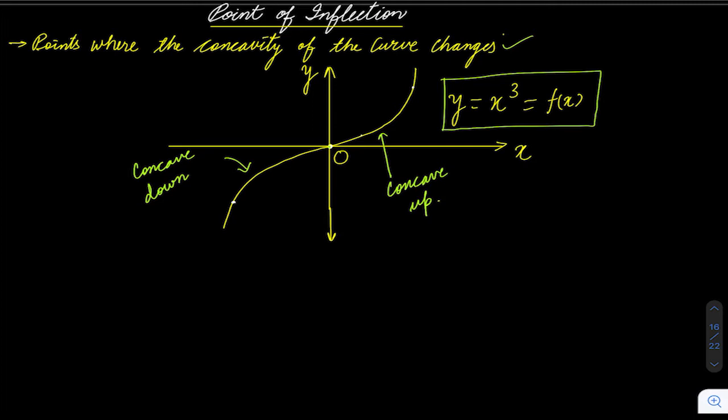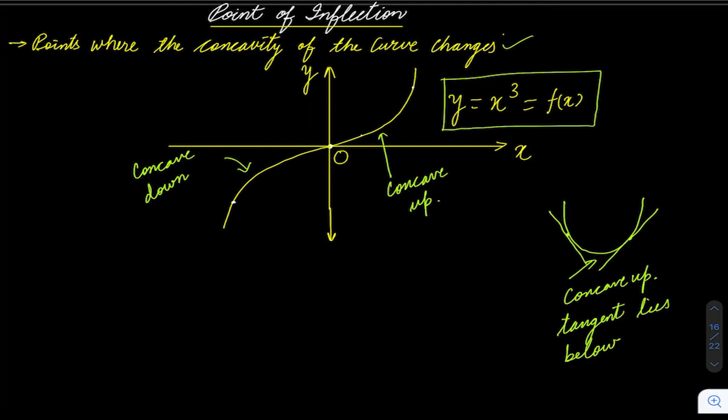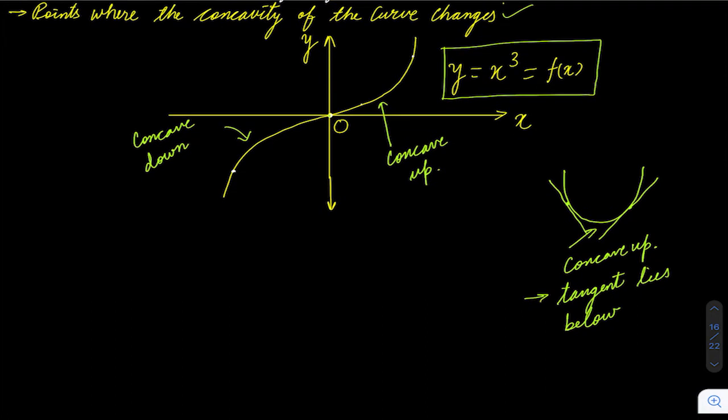What is concave down? Now you can define concave up, concave down in a lot of ways, but let me just give you a simple definition. So this is concave up. What is concave up is, you can take any point on it and draw a tangent. You can take any point and draw a tangent. If the tangent lies below the curve, then it is known as concave up graph. Tangent lies below. Take any point, draw a tangent. If tangent lies below, then we say it's a concave up graph.